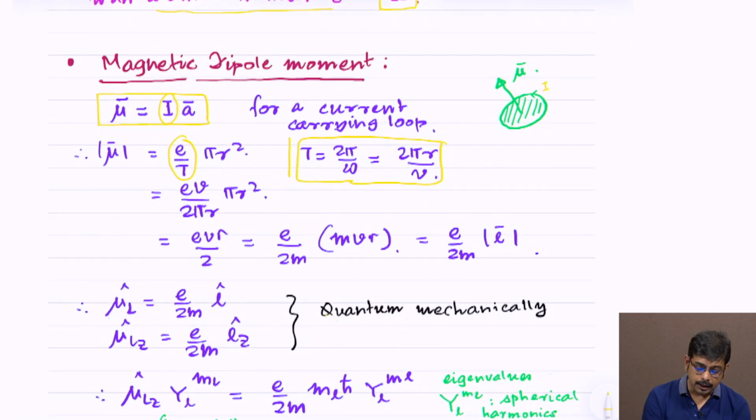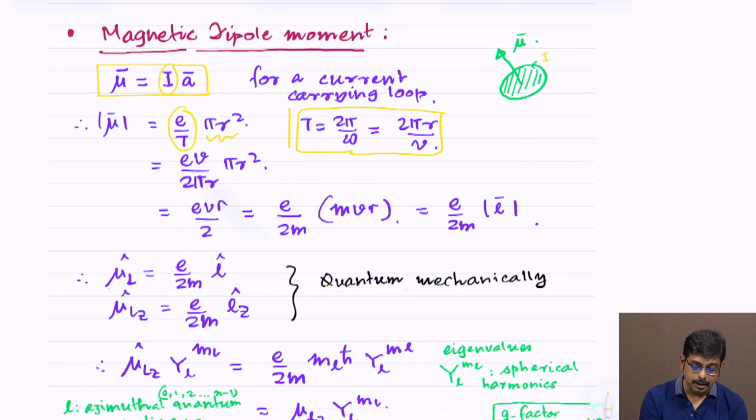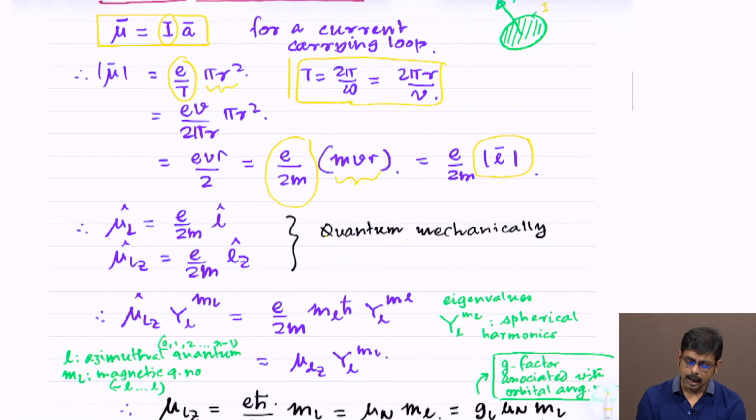On the other hand, A is pi r square. So, the magnitude of this mu can be simply written as e v by 2 pi r into pi r square, which is essentially e v r by 2, or you can also say that this is nothing but e by 2 m into m v r. Now, what is m v r? You all remember that this is nothing but the orbital angular momentum, right, m v r. So, this is r cross p. That is what is defined as the orbital angular momentum, or L. So, this is essentially e by 2 m into L.